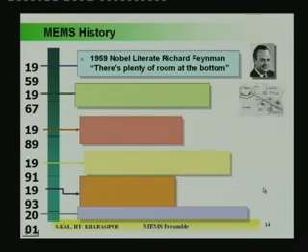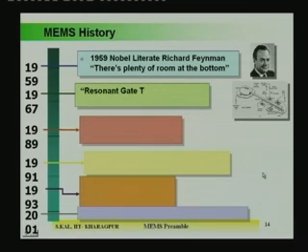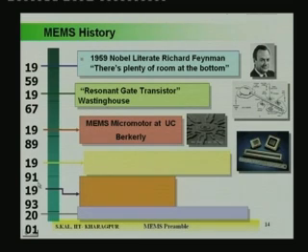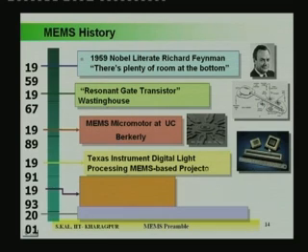In 1967, resonant gate transistors came from Westinghouse. Then in 1989 MEMS devices started. This picture is of a micro motor developed at UC Berkeley. Then in 1991 you can see a MEMS device, the digital light processing chip, which is used in DLP projectors. And in 1993, the accelerometer.